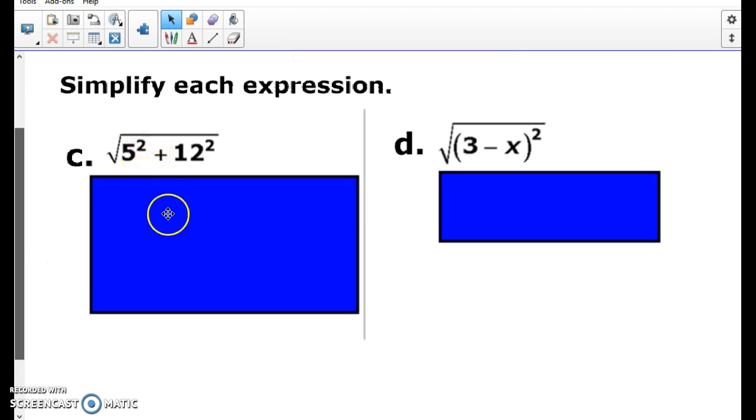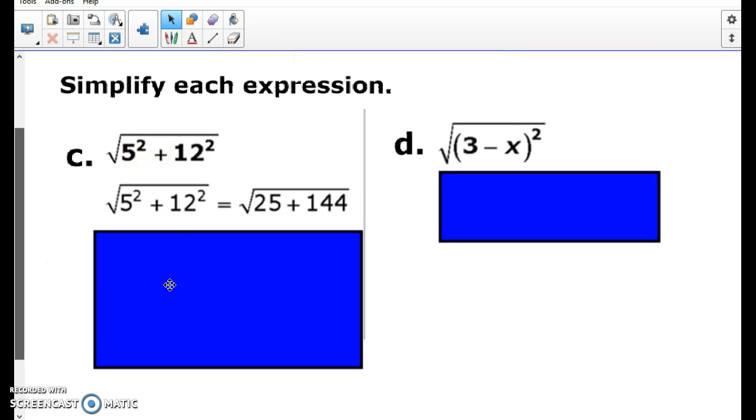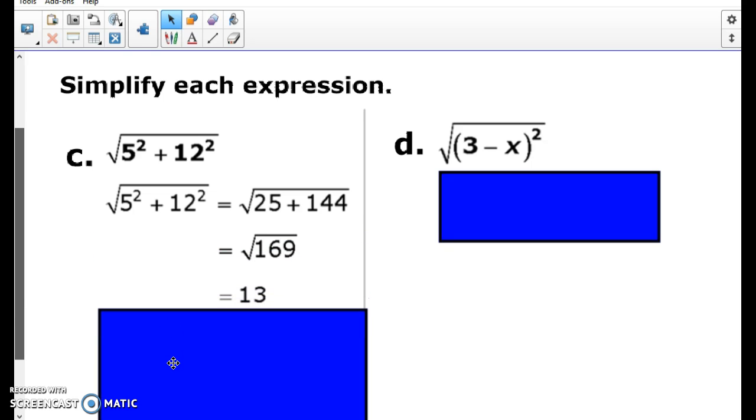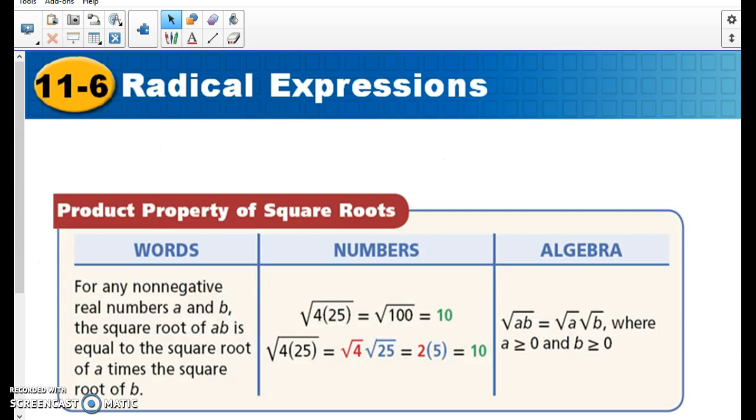Something like this. So 5 squared is 25. And 12 squared is 144. So if I add those together, I get 169. And the square root of 169 is 13.